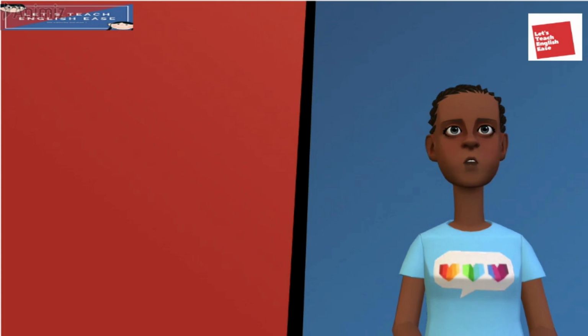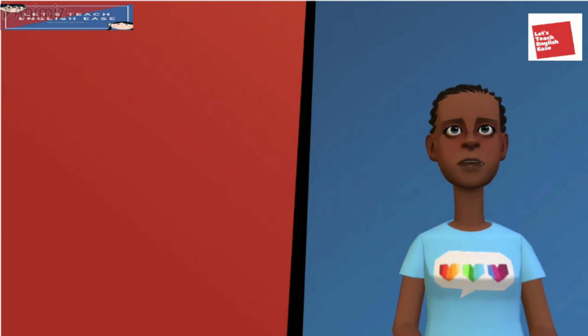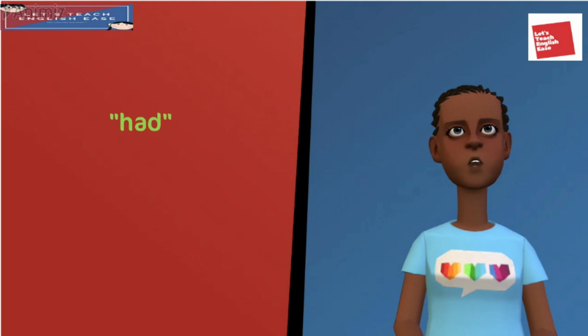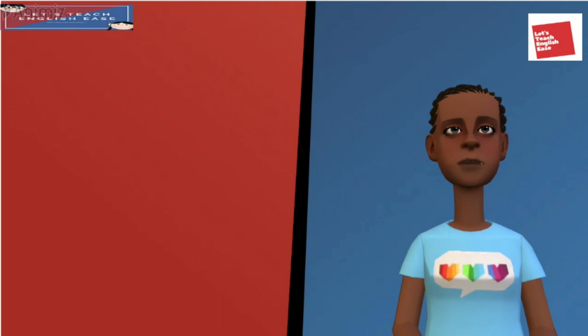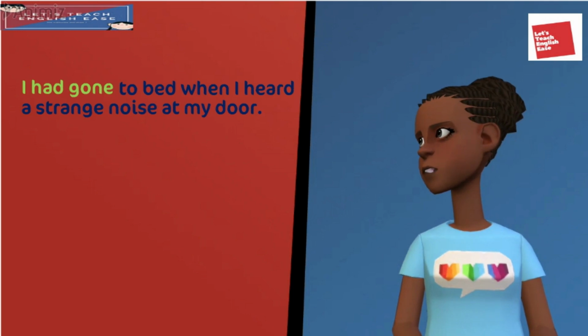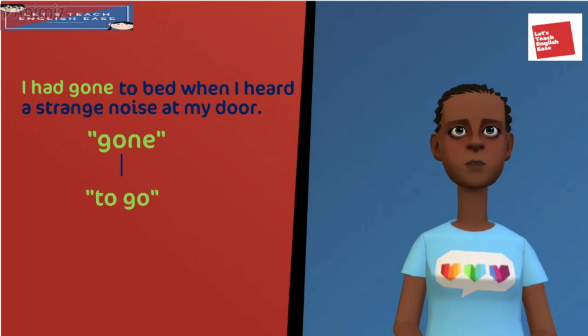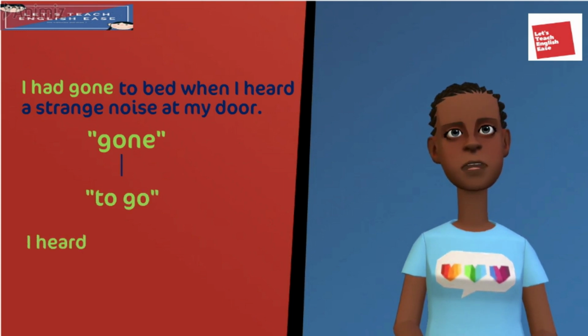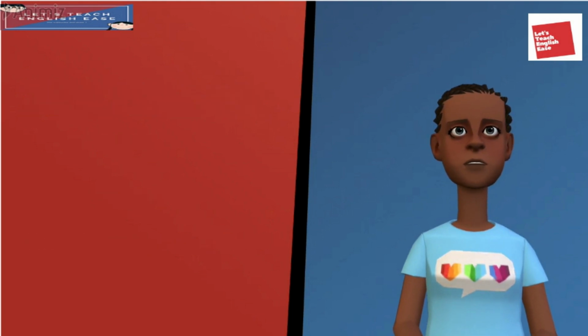The past perfect is used to describe actions that were finished before another event took place. Similar to the present perfect, we use the past participle of our action verb but place had before it. If you were telling a story, and you wanted to set the scene to explain what happened before the main action of the story, you could say something like, I had gone to bed when I heard a strange noise at my door. Gone is the past participle of the verb to go. Of course, I heard is in the simple past tense. You will often see these two tenses, the past perfect and simple past, paired together in this way.